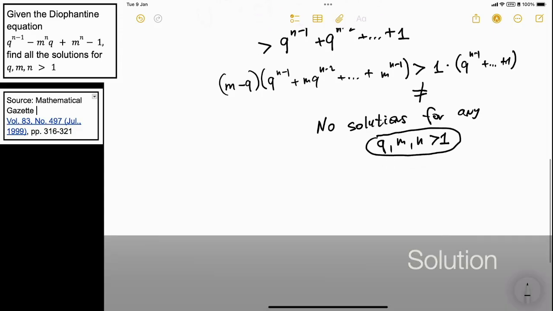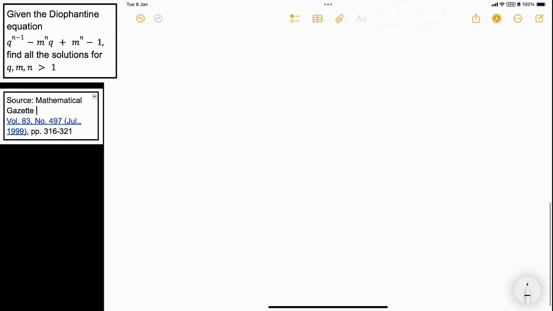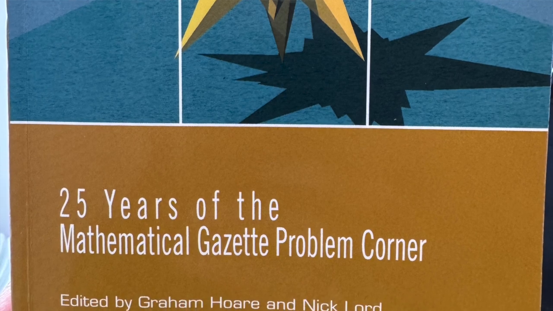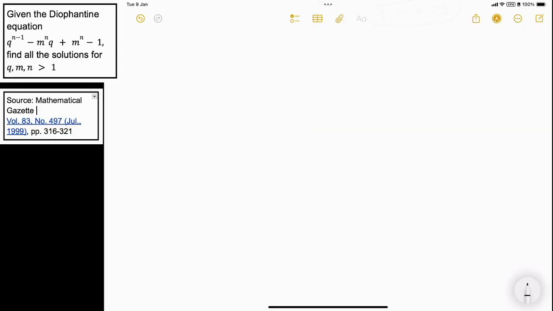Okay, so now I'm back, and I'm ready to present you an official solution for this problem from the book of 25 years of Mathematical Gazette Problem Corner. Just before we start, I want to say that I got the same outcome as the book says. So basically it was a correct solution, a correct answer that there are no solutions to the original question. However, they gave a much nicer and more neatly written solution, which I really want to present here.